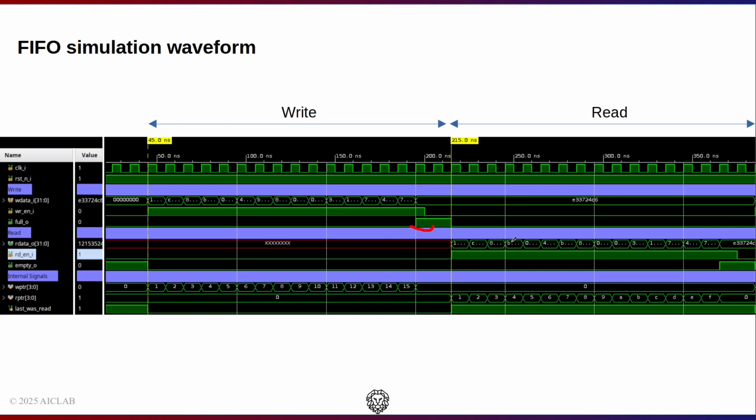In the second phase, we read from the FIFO. The read enable is set to 1. We read 16 data from the FIFO. During the last read, the empty flag is set to 1 and it tells the reader module that this is the last data that can be read from the FIFO. After that, the FIFO is empty.